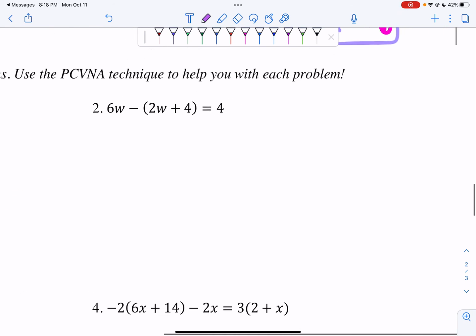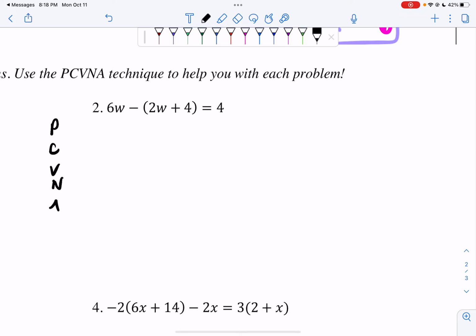Number 2. Number 2 is a type of equation you would see much more often in geometry and algebra 2. We don't really see it as much in our class, but I will give you one every now and then just to throw a curveball. First thing we do, PCVNA.